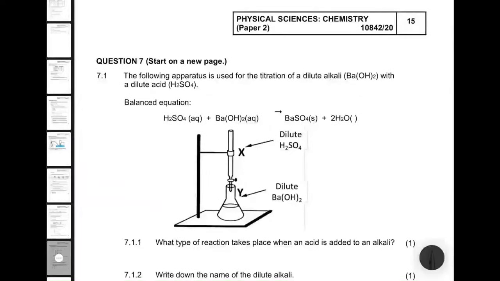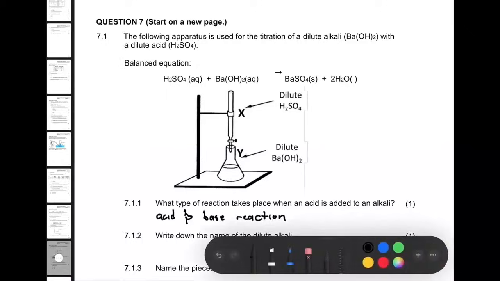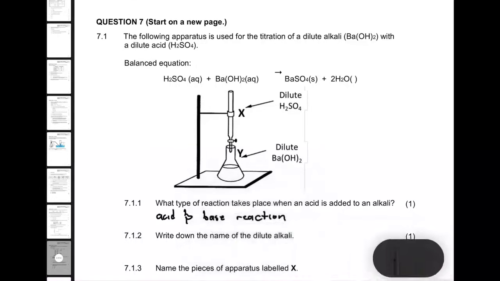The following apparatus is used for the titration of a dilute alkali with a dilute acid, and we're given a balanced equation. 7.1.1 says, what type of reaction takes place when an acid is added to an alkali? An alkali is basically a base, right? So we have an acid and base reaction. Another name for an acid and base reaction is neutralization, so you can write acid and base, or you can write neutralization.